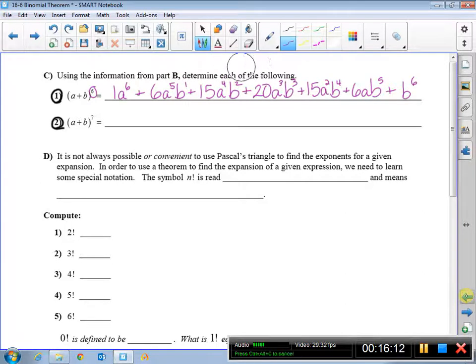You can always go back through and check as well. It was a 6th power, and you've got 6's adding up with all your exponents, so you didn't mess that up. Your coefficients are 1, 6, 15, 20, 15, 6, 1 from Pascal's triangle. And the powers of your a start at 6 and decrease: 6, 5, 4, 3, 2, 1, and then 0. And your powers of b start at 0 and increase: 0, 1, 2, 3, 4, 5, 6. All right, let's try the next one.